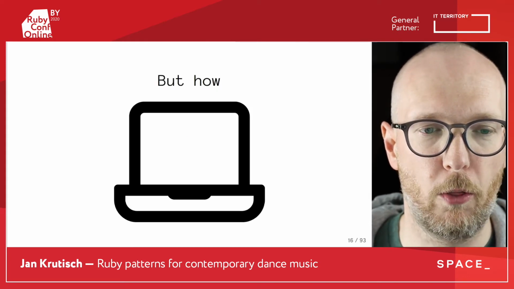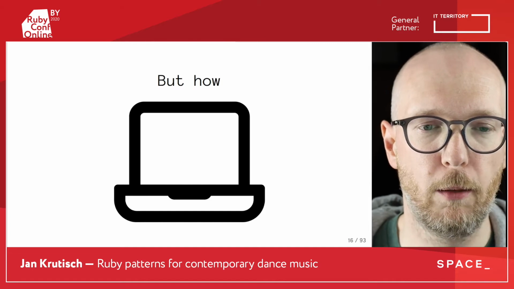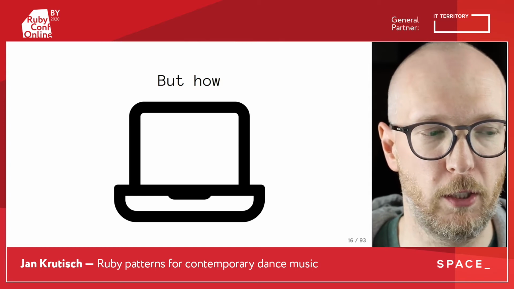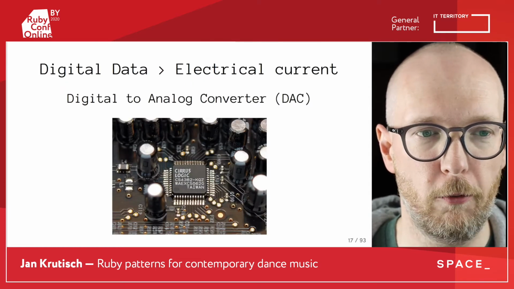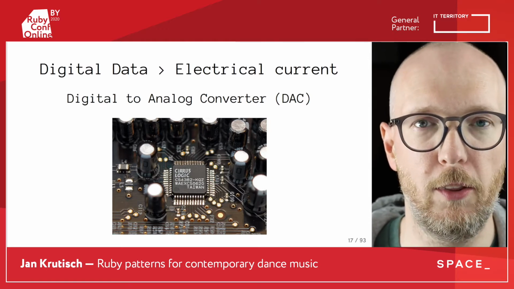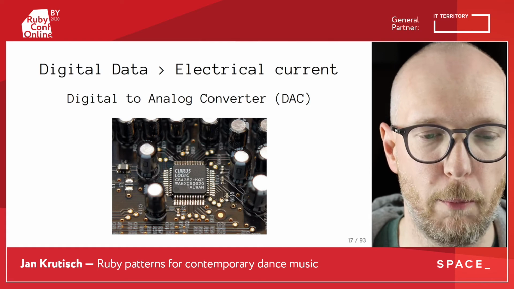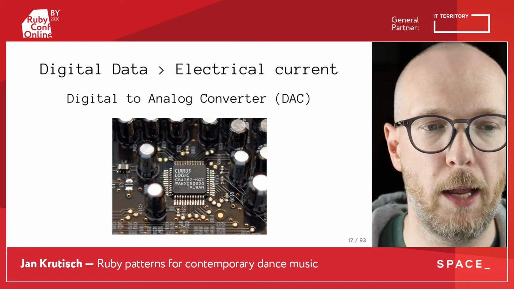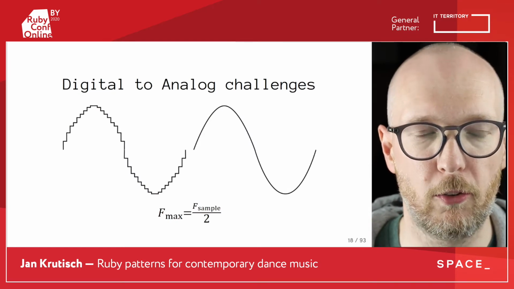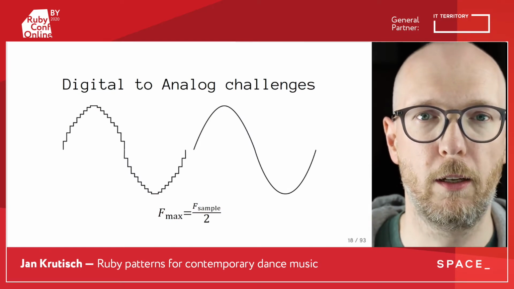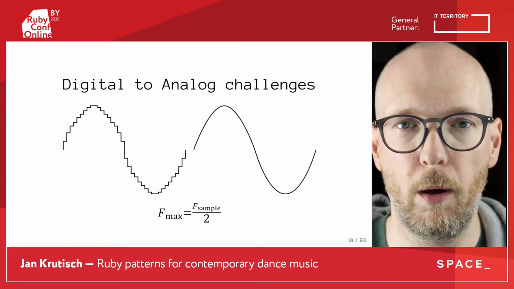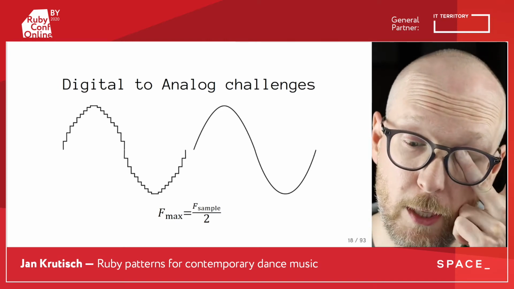I want to focus on the first part, like how do we end up from code to electrical signals that go out of the computer. And for that we need a digital to analog converter, or DAC, and usually that's within a chip, and this is one of those chips. And if you convert a digital signal to an analog signal, you're essentially turning discrete values into a continuous signal. And this comes with a completely unique set of problems.